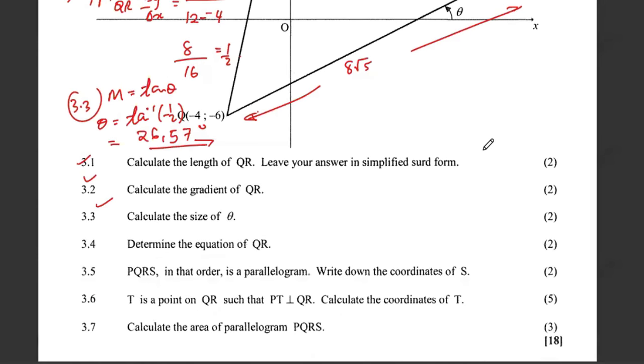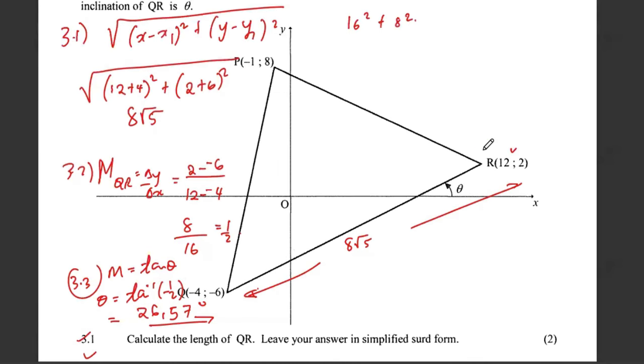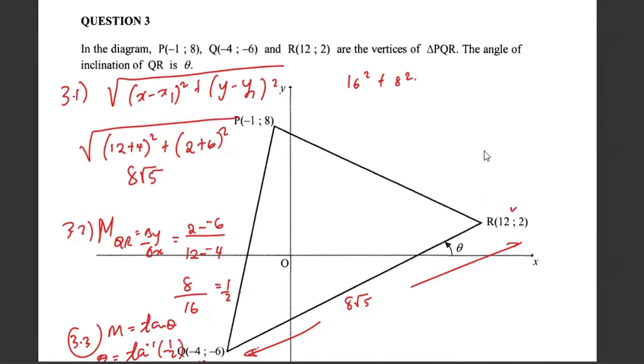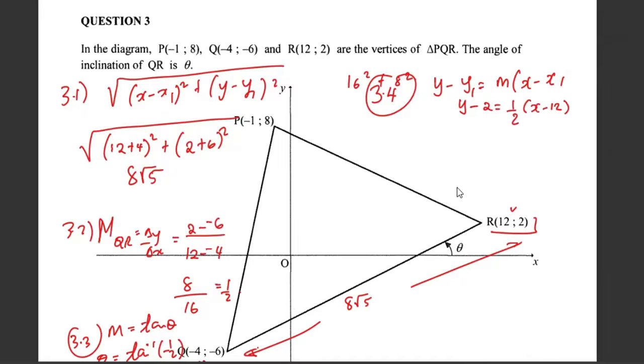All right, then 3.4, they want the equation of QR again. So we have the gradient, that is fine. Our gradient is a half, meaning that if I use 12 and 2, I'm going to say y minus y1 is equal to m into x minus x1. So it's going to be y minus 2 is equal to a half into x minus 12. Open the brackets. That's going to be a half of x, minus 6 plus 2. So it's a half of x minus 4. That is the equation that the question is looking for.